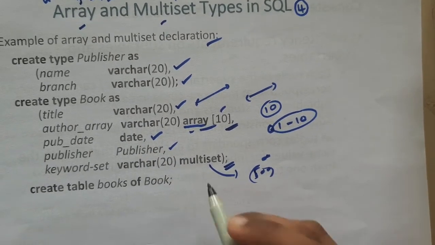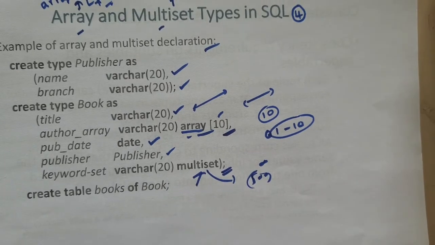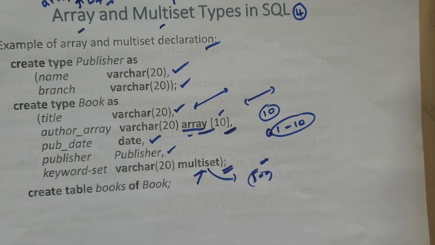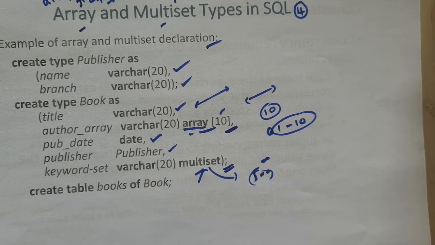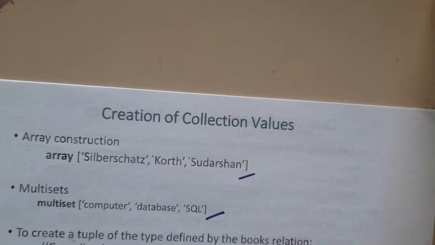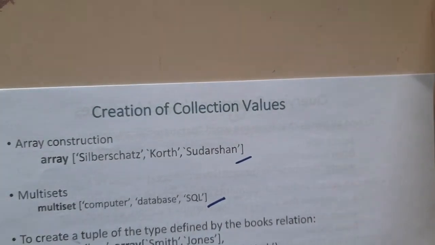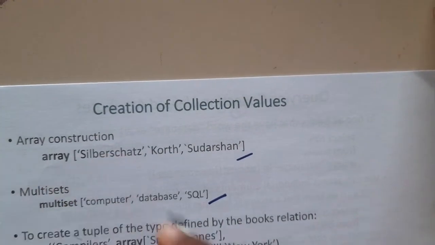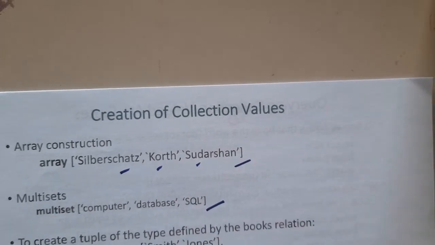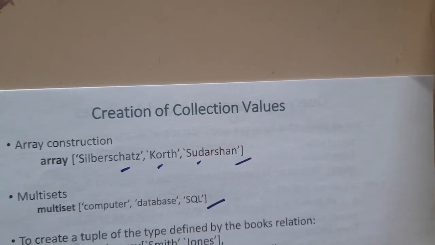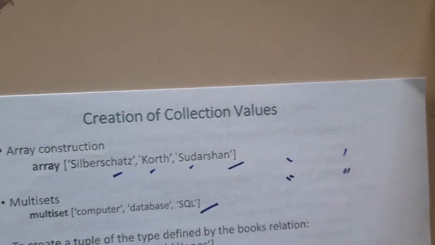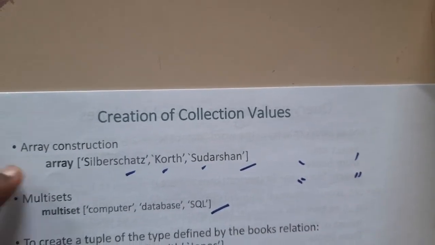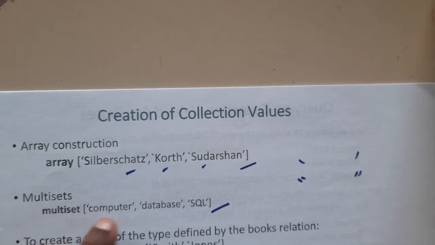In these kinds of situations you will be using multi-set, because you don't want to force them to use only 10 keywords. You are giving them a chance there. That is the use of multi-set here. The representation of the array will be in this way, array of the names. Always remember, any string in most programming languages should be enclosed in single quotes or double quotes, depending on the programming language. Similarly, multi-set is nothing but multi-set of values.